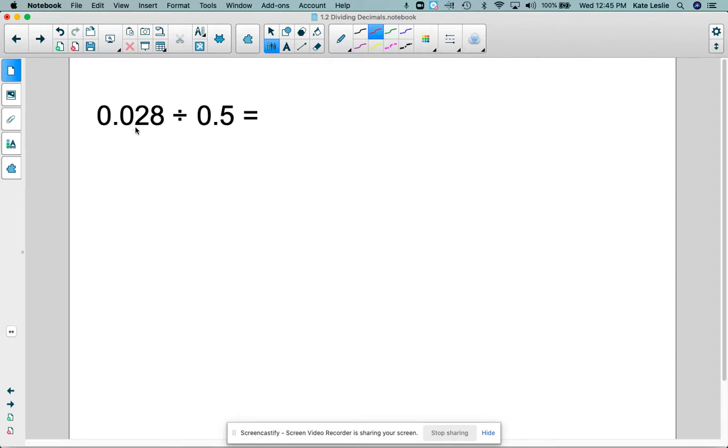So this one, this first number is our dividend. So we have 0.028 divided by 0.5. All right, what I'm going to start by doing, I have to get rid of the decimal point in the divisor. We don't want to leave that as a decimal. In order to do that, I have to move it one space to the right so it goes behind the 5. If you move the decimal one space here, that means we have to move this decimal one space to the right as well, which means your new decimal point is in front of that too.